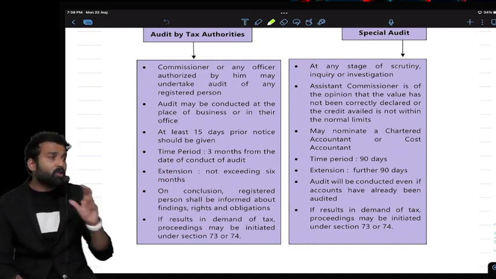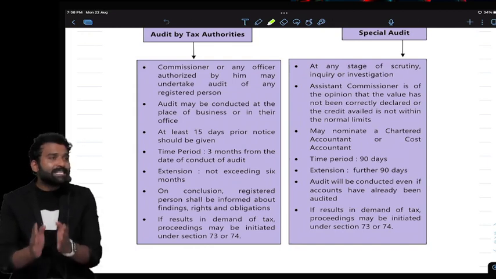Okay, so this is about the two types of audit. It is covered under sections 65 and 66.